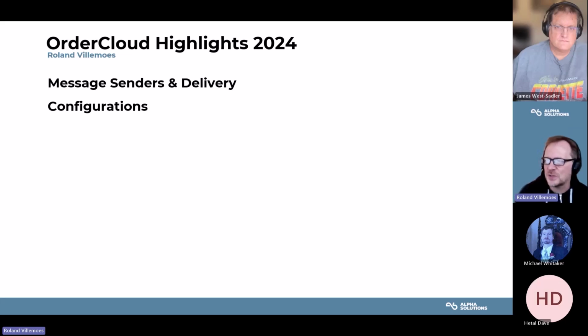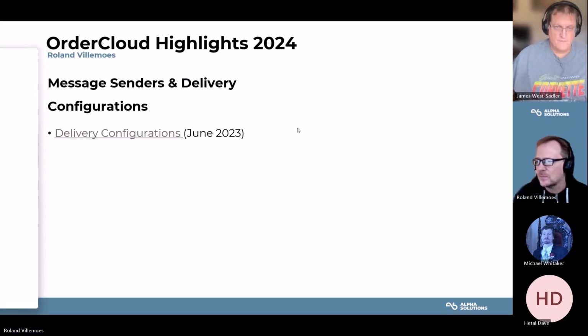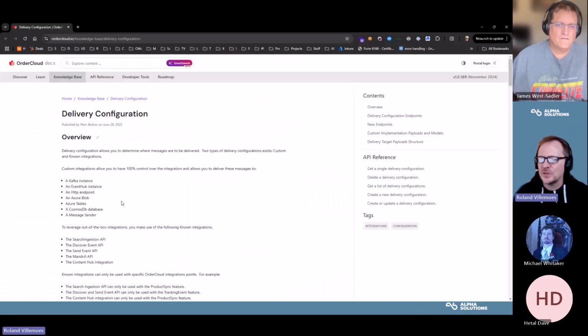So first of all, the message centers and delivery configurations. Delivery configurations are a way for all the stuff that's going outside. Let's see if it opens up. Of course, it opens up in the wrong browser. A delivery configuration is a way where you can decide where your messages going out of OrderCloud are going. Instead of defining them in each individual call out, you can do it in a shared place, and that delivery configuration can push it out to multiple endpoints at the same time. You just identify that ID.